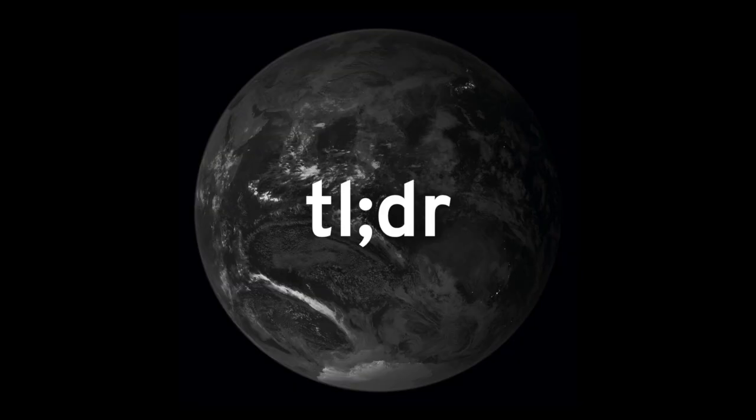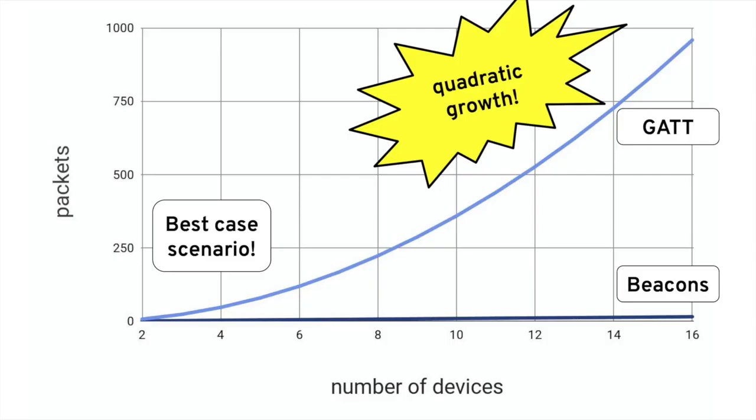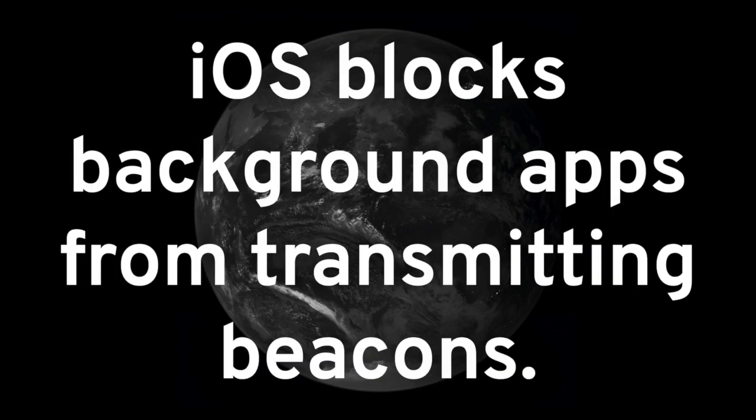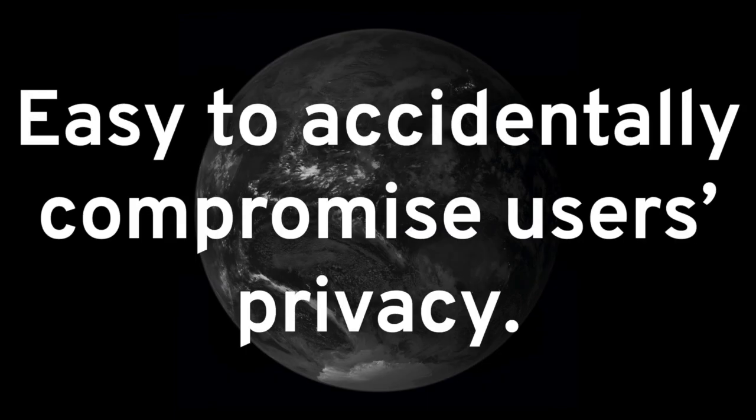So, in summary, GATT-based exchanges are one-to-one and require more steps and data transmission to complete an exchange, which scales badly and consumes more battery life. Beacon-based exchanges are one-to-many, which scales better and consumes less battery life but are limited in size. These factors make GATT-based systems inherently less reliable than beacon-based systems. iOS prevents backgrounded apps from transmitting beacons, and it's easy to use Bluetooth wrong in ways that compromise user privacy.